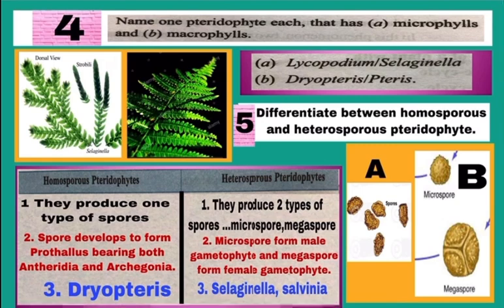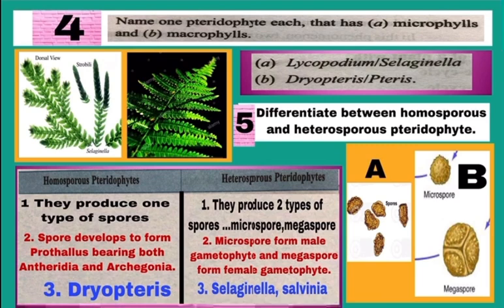Question number 5. Differentiate between homosporous and heterosporous pteridophytes. See the table. See the first difference. Homosporous pteridophyte produce one type of spore. See the diagram A showing one type of spore. In heterosporous pteridophytes, two types of spores are formed. One is microspore and second is megaspore. See the two types of spores in diagram B.